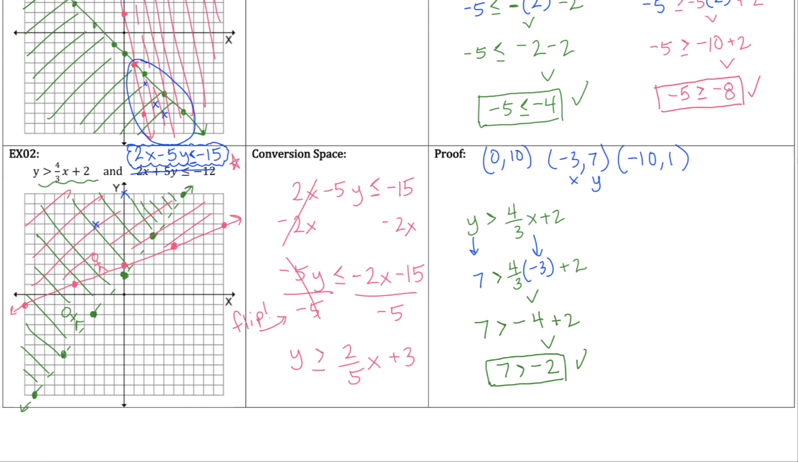Okay, let's do the next one. So we care about the original, because we could have messed up along the way in our conversion, which I almost did actually. So the x will be negative 3, and the y is 7. So 2 times negative 3, and then the y was 7.